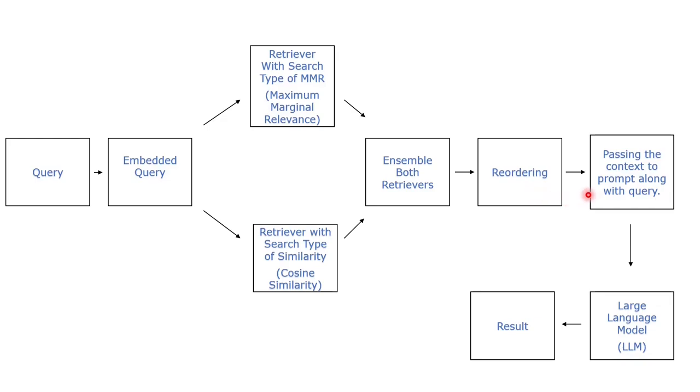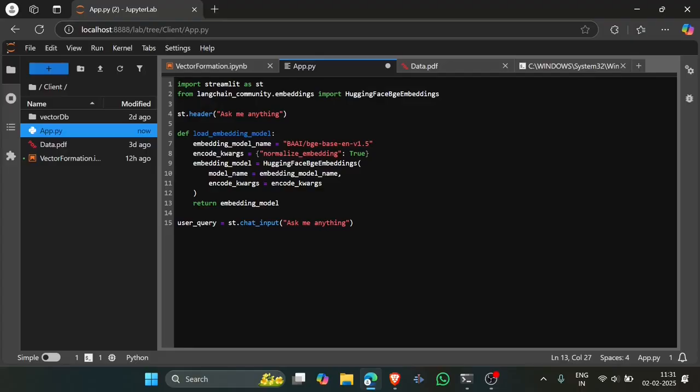After that, we pass the context to a prompt along with the query to a large language model to generate the response. Now let's implement our retrievers. We are using two retrievers, so let's create two functions, def load_retriever1, and another function for the second retriever, let's name it load_retriever2. Let's first define our retriever 1.